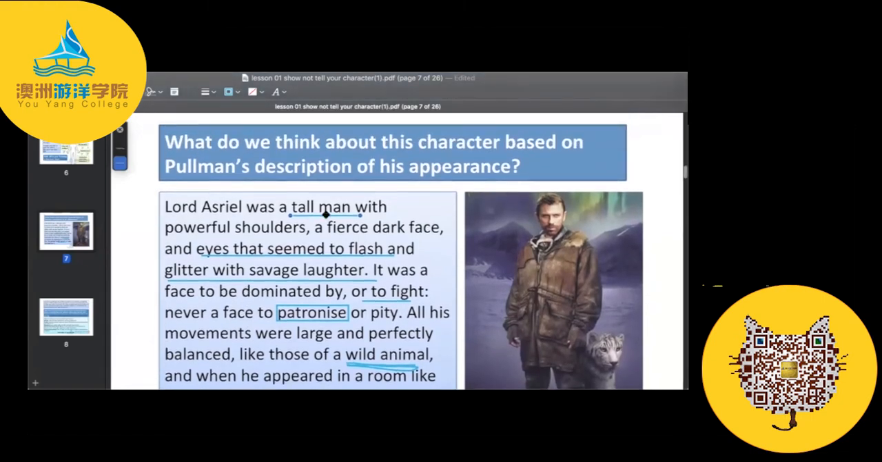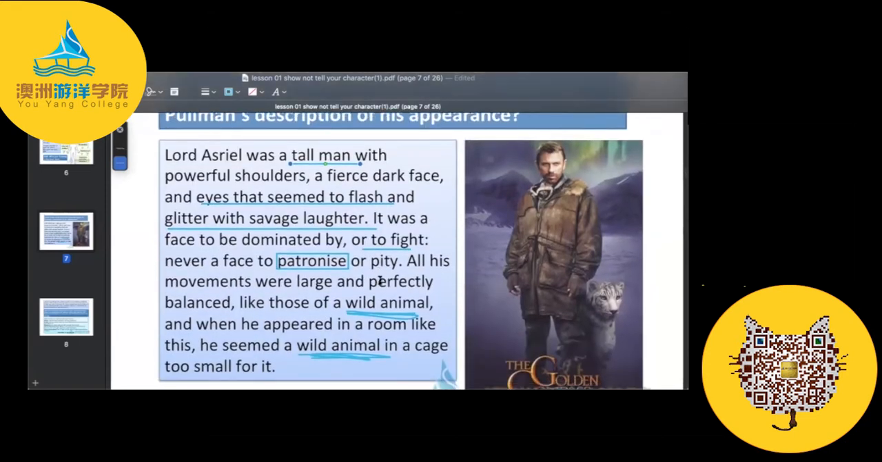Yeah. And what do you think about this character based on his description? He doesn't really seem born like a normal person. He's very wild. Like he doesn't really have a good family, I think. So you get the impression that he might be all alone? Yeah. And he lives with animals, wild animals. Could be. Yeah, because it talks about how his face was one to be dominated by or to fight, not one to patronize or pity. He looks very healthy. Yeah, could be.